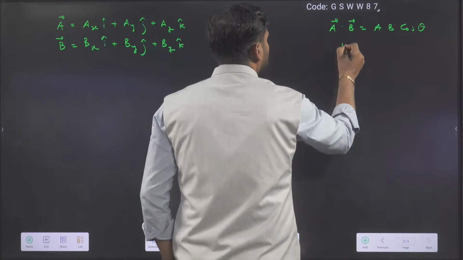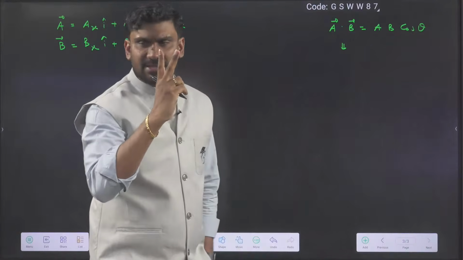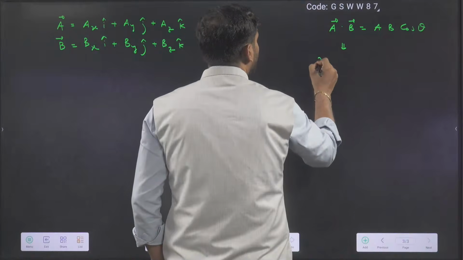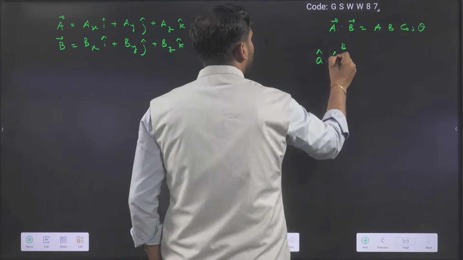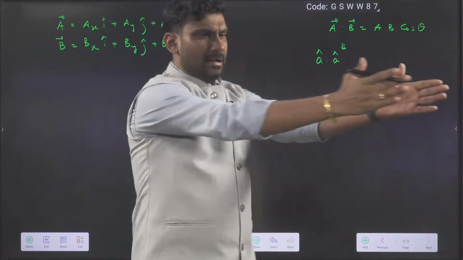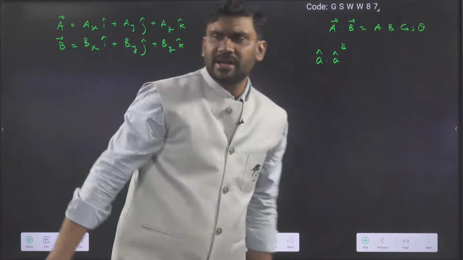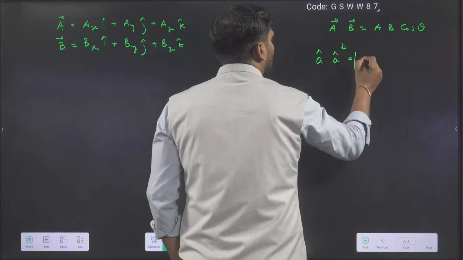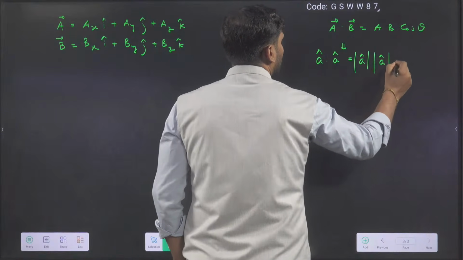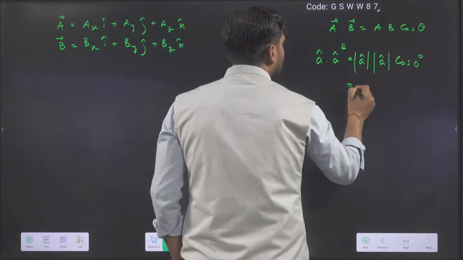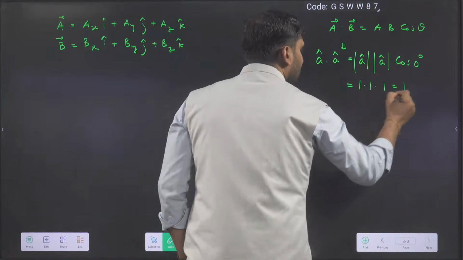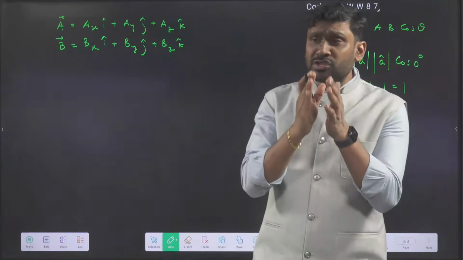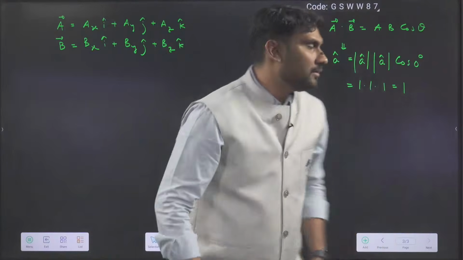If I take 2 similar unit vectors, like I am writing A cap dot A cap. So A cap and A cap are parallel. They are in the same direction. What is the angle between them? 0 degree. So can't I write this is equal to modulus of A cap into modulus of A cap into cos of 0 degree. This is 1, 1, 1. So A cap dot A cap is equal to how much? 1.